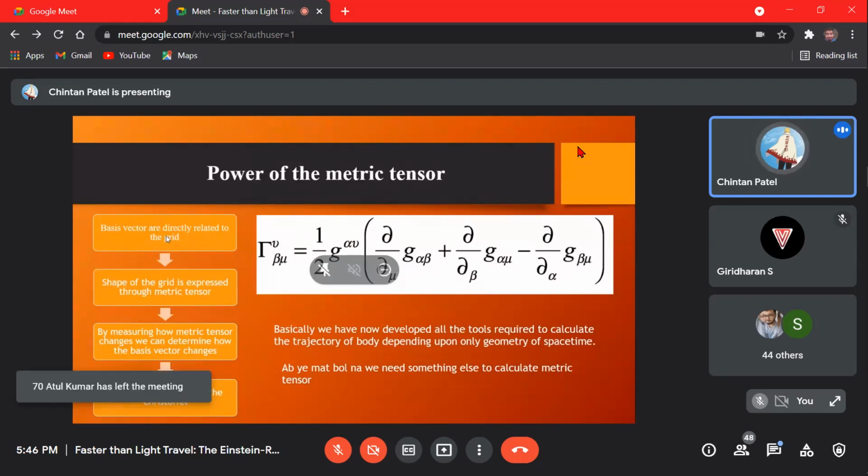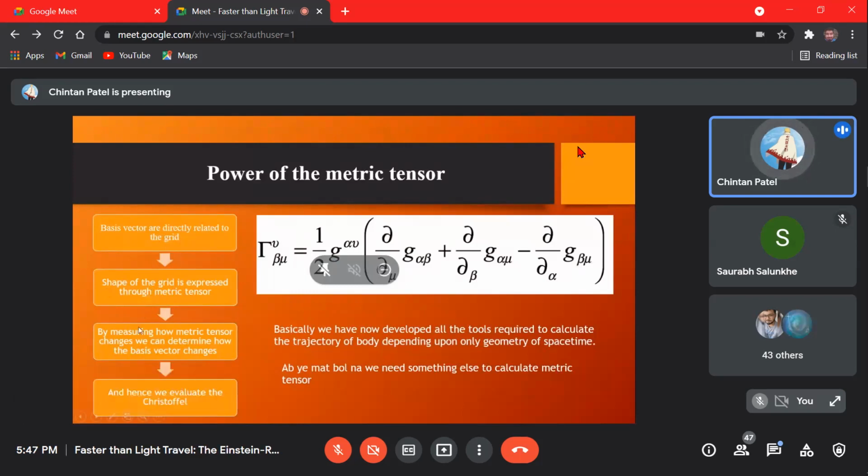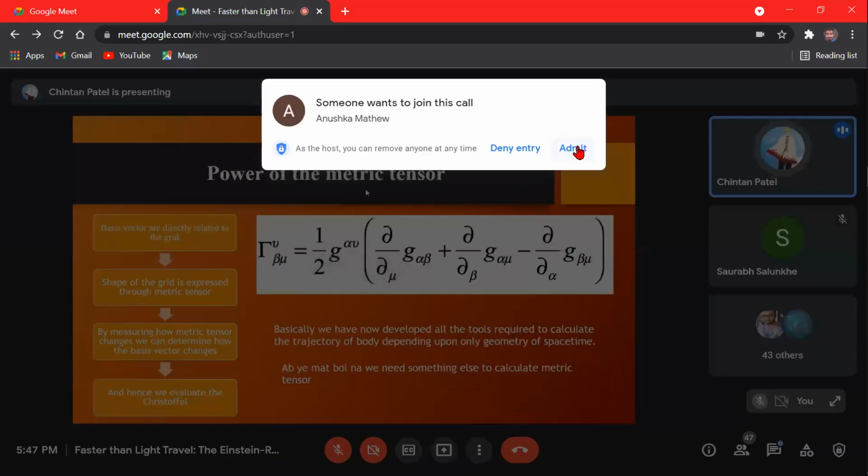I know I'm going very fast, but general relativity cannot be explained in 1 hour. It's impossible. So the basis vectors are directly related to the grid. Now the shape of the grid is expressed through the metric tensor, as I told you. So if you want to know more about the grid, you have to calculate the metric tensor. By measuring the metric tensor, you can determine how the basis vectors change, because then you can calculate the Christoffel symbol. So this is the formula of the Christoffel symbol. Cool, we know everything. So basically now we have all the tools.